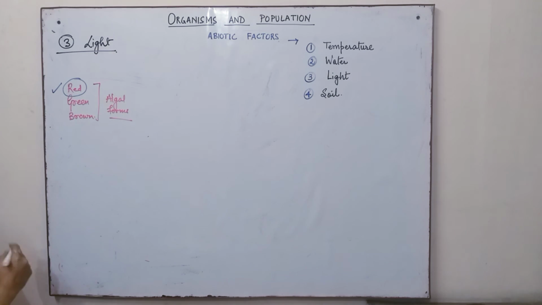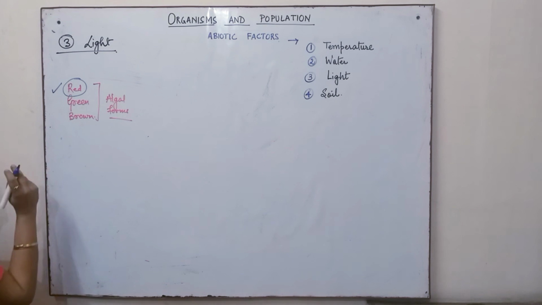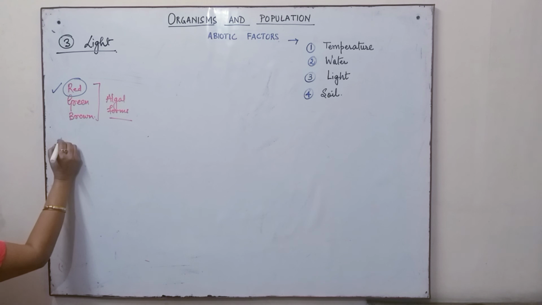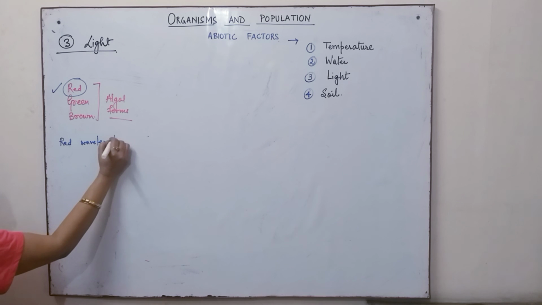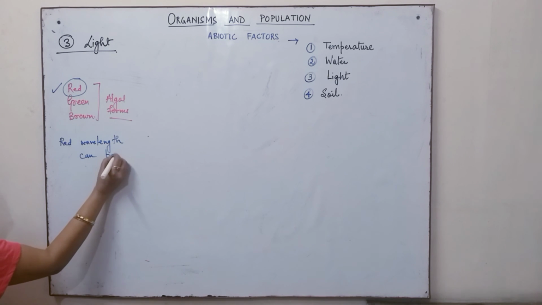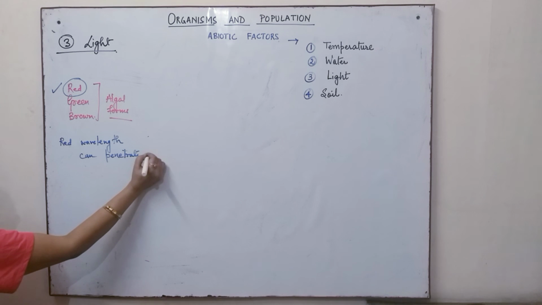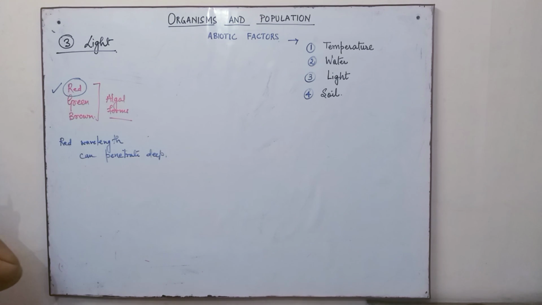The red algae will be found in the deepest waters because the red light has the longest wavelength. So because the light is made up of 7 colors, and out of that, the light of red wavelength can penetrate deep, and therefore we will find red algae in the deepest of the waters. And light is very important again for deciding the productivity.